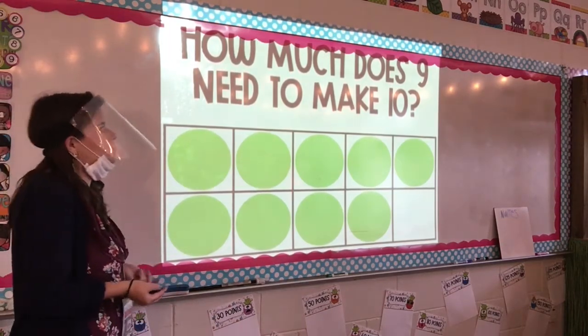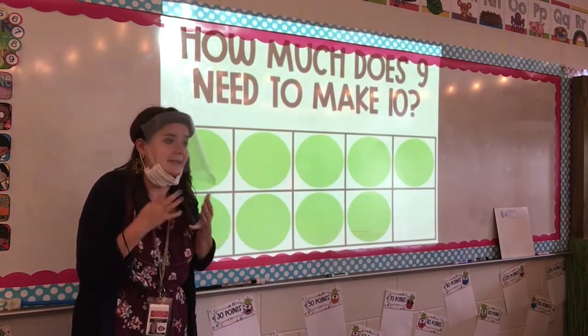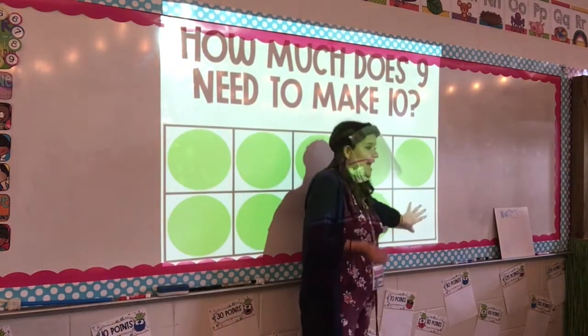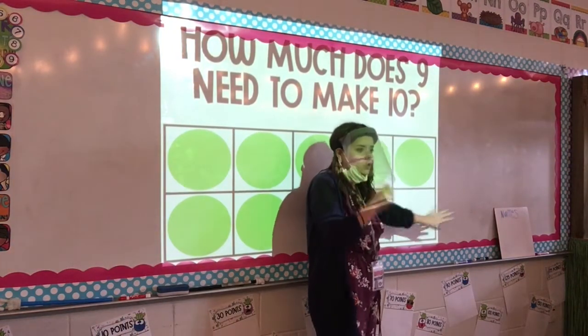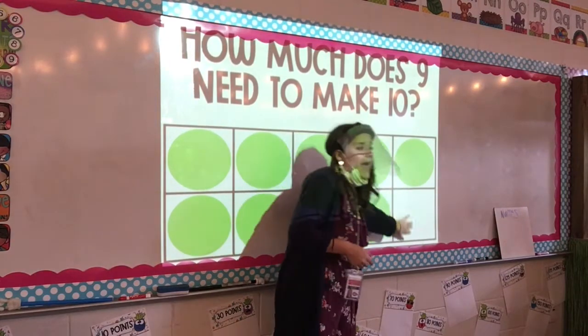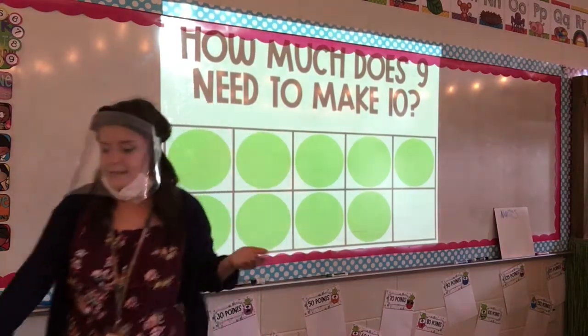Now look at this next question. How much does 9 need to make 10? Now look, that's pretty easy because I can see I have one blank square. So how many more circles would I need till I had a full set of 10? Micah? 1. I would just need 1.